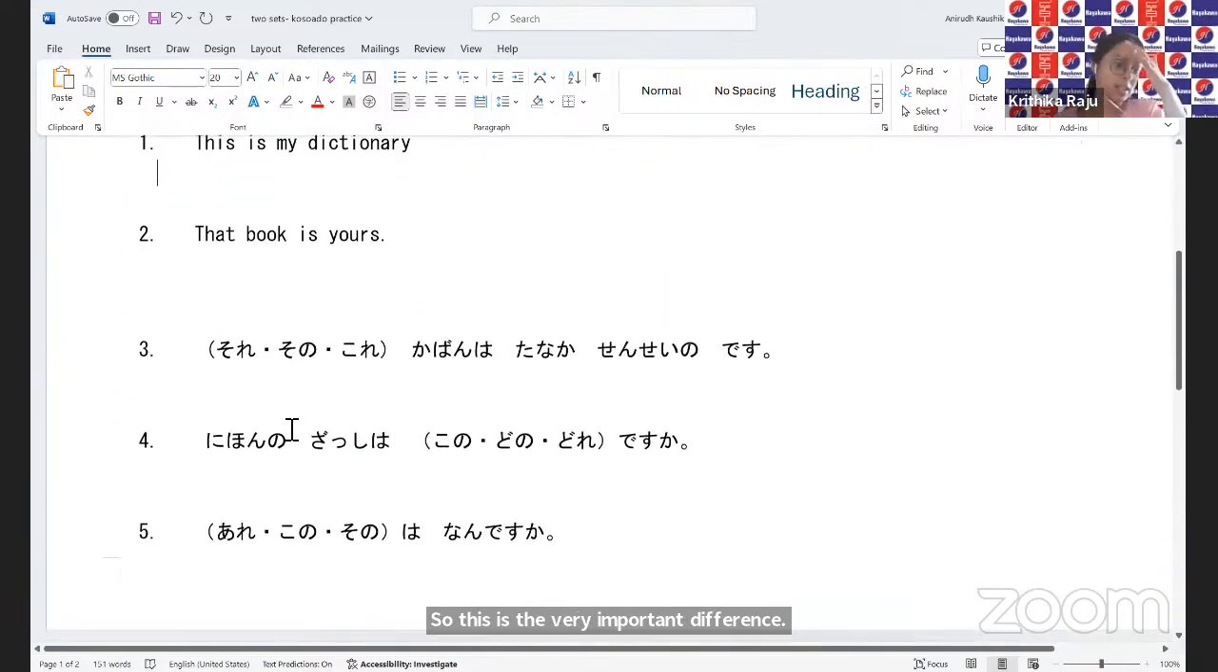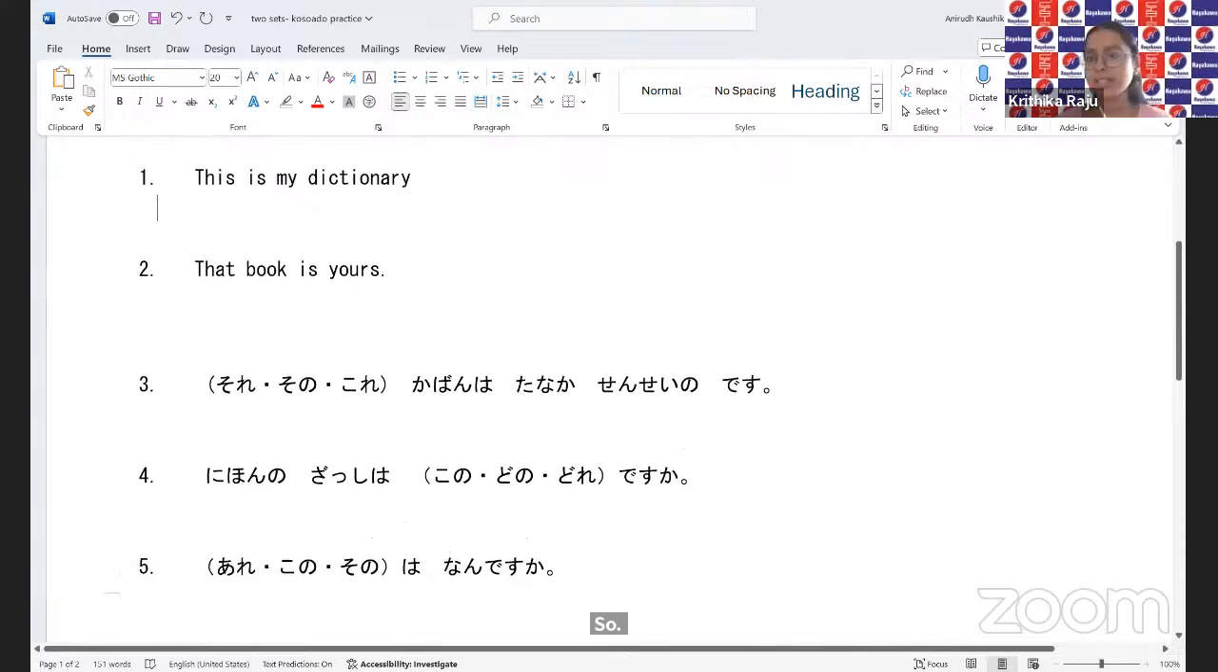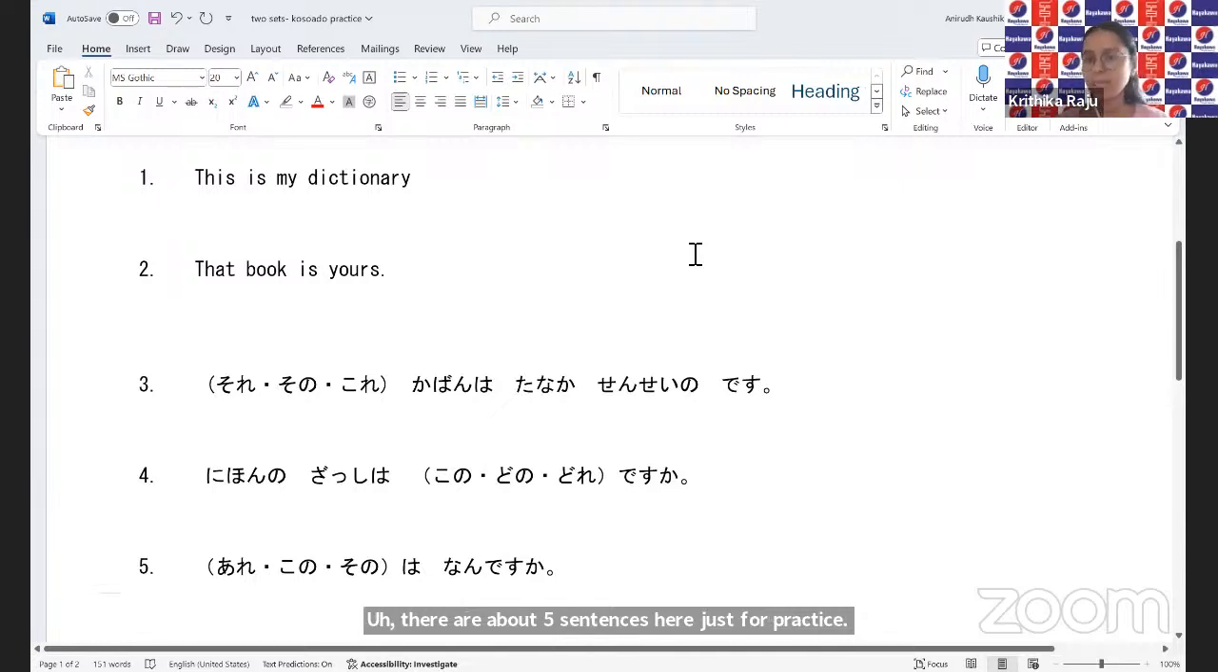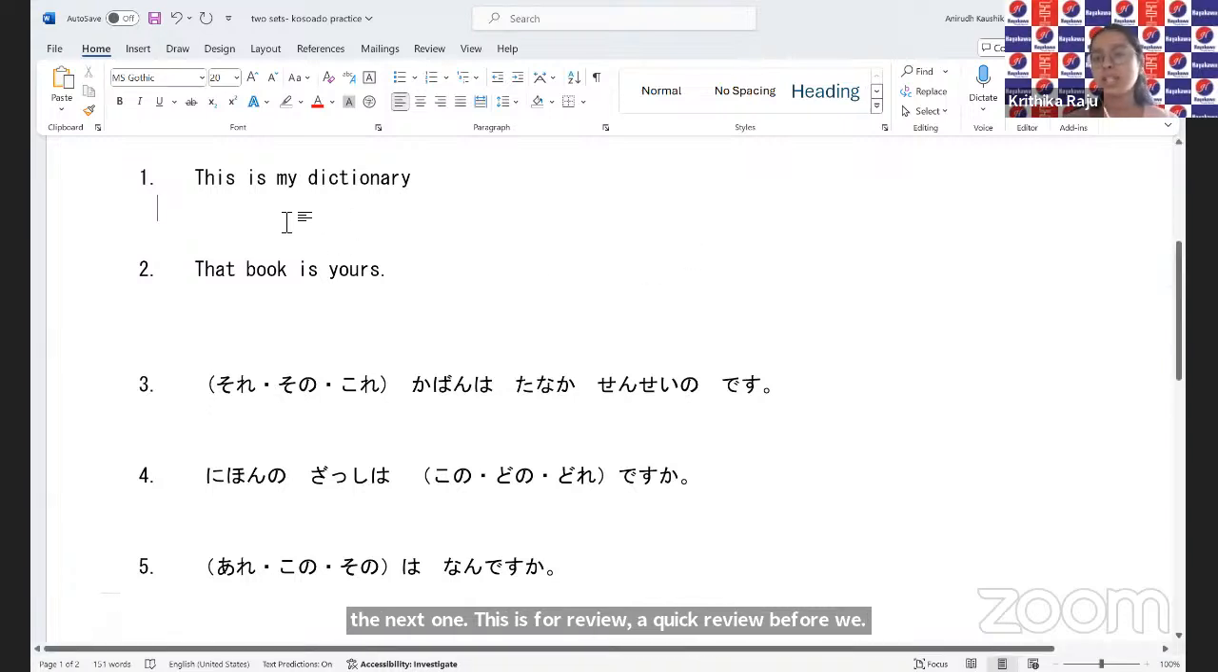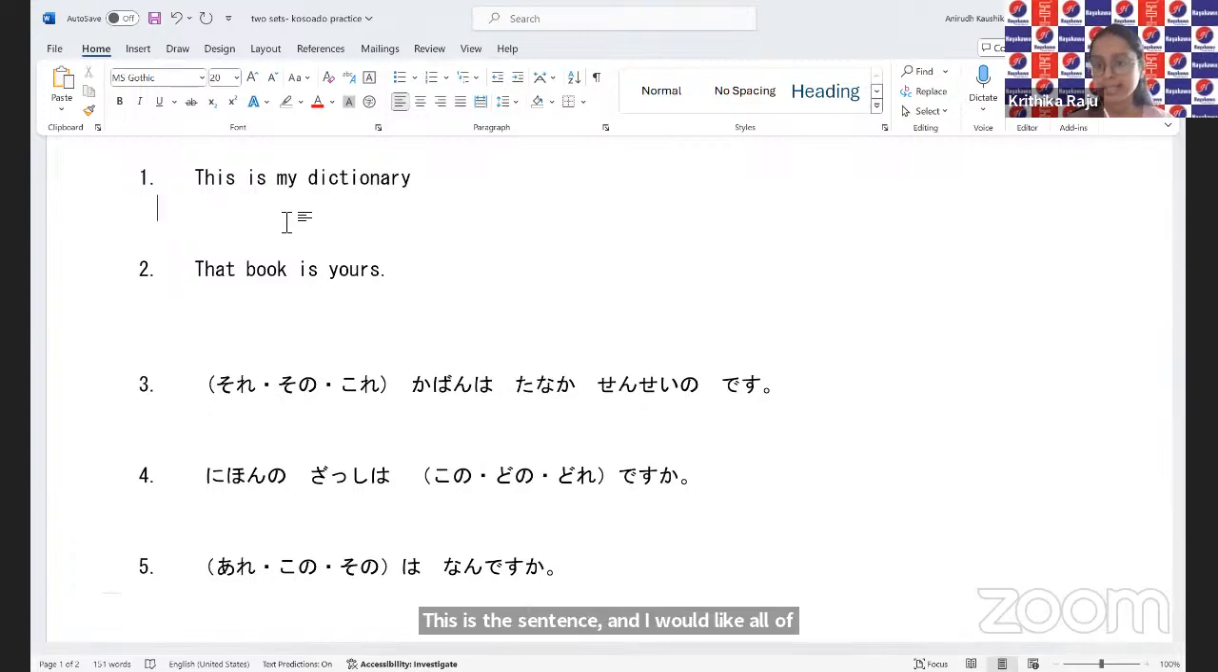There are about 5 sentences here. Just for practice, I would like all of us to attend these before we go to the next one. This is for review, a quick review before we go on to the next. This is my dictionary. This is the sentence, and I would like all of you to try and translate it.